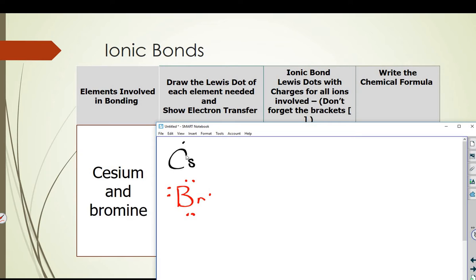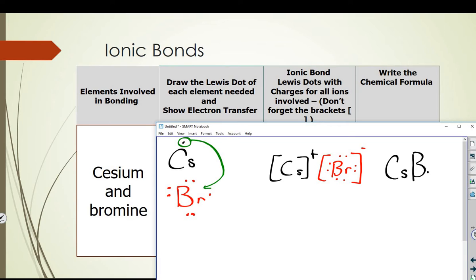Okay. Then we need to show what's happening, so I'm showing this electron being transferred down to here, because they each only need to give 1 away or get 1. And then for the charges, I would just say cesium lost an electron and became positive, and bromine, I would show all the electrons, gained 1 and became a negative ion. Then I just needed 1 of each, so I would rewrite the formula over here, CsBr.